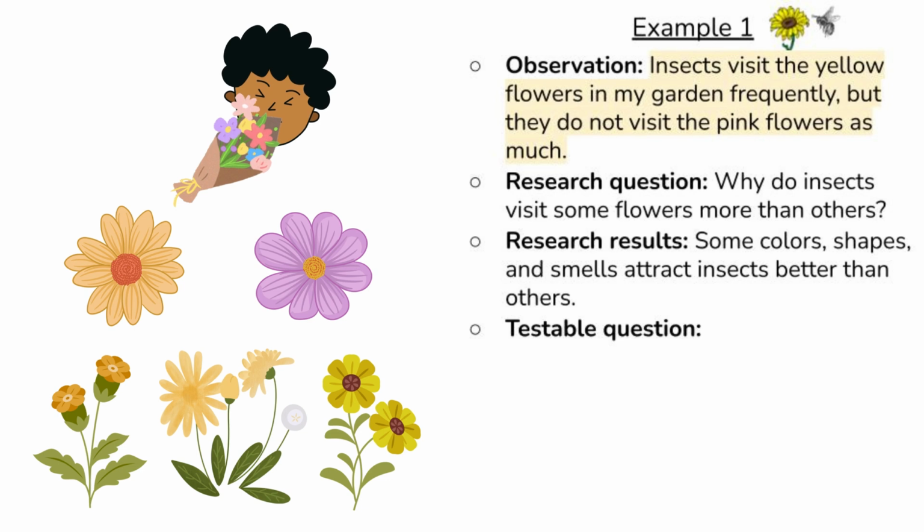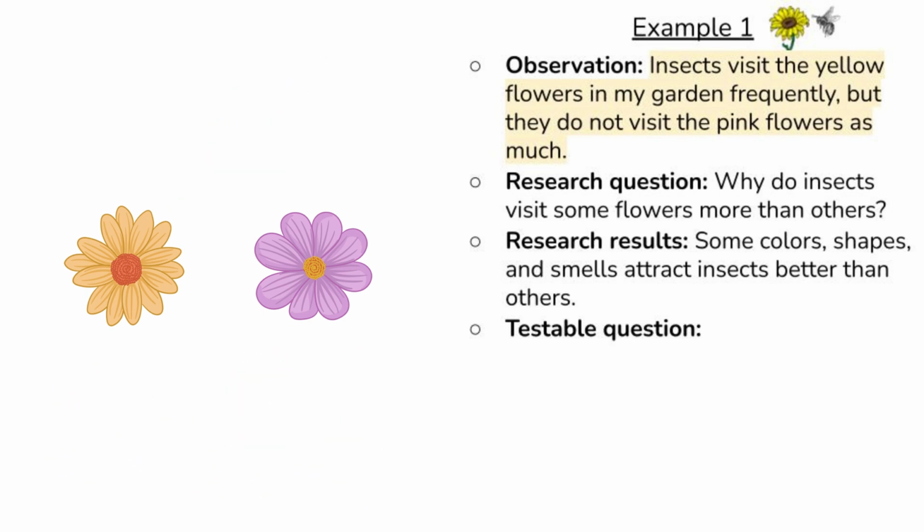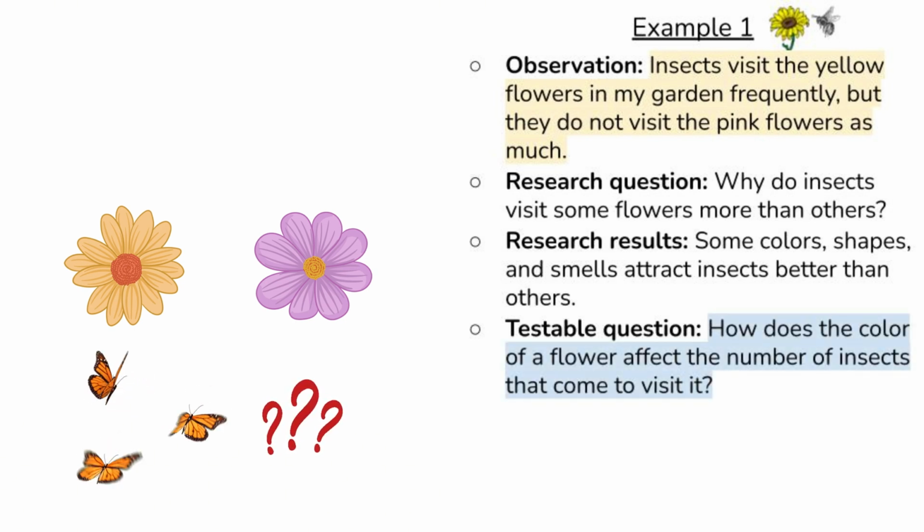Now we just choose which one of these things to focus on. We could choose flower smell or shape, but we already noticed the difference in color, so why not do that? So how would we ask our testable question? Again, this should be in the form, how does A affect B? B is what we're measuring, and obviously we're interested in how many insects visit. A is what we're thinking might affect that. In other words, our testable question is, how does the color of a flower affect the number of insects that come to visit it?